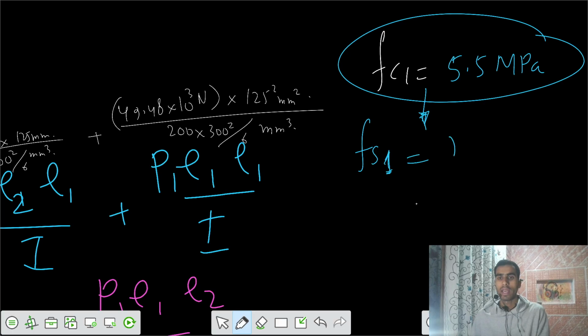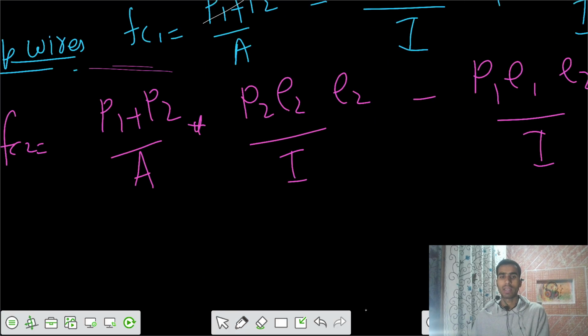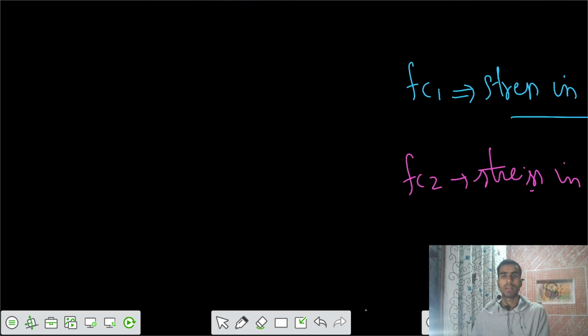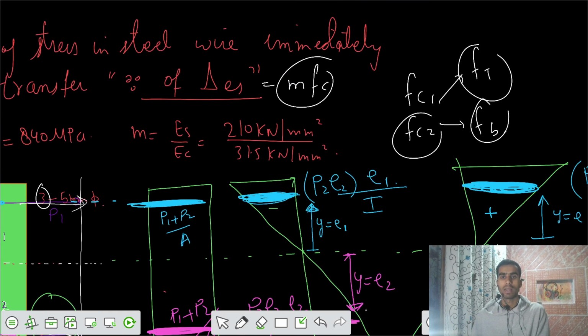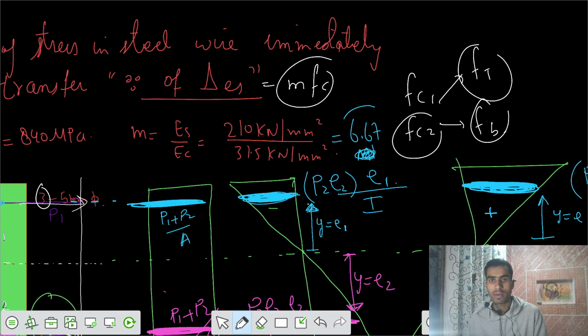Is that M times FC1? So what is the value of M we had earlier? Some data was provided to you related to that M. Yeah, we can see here the value of M can be solved to, this is 6.67 megapascal.